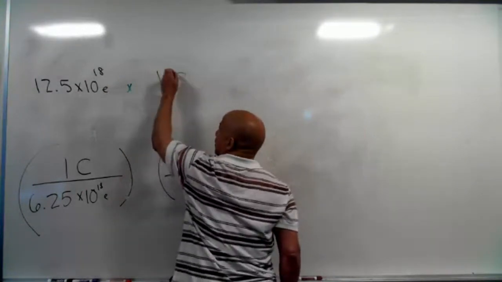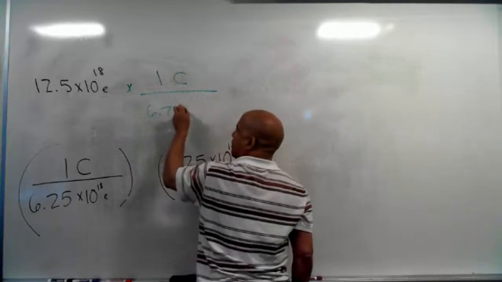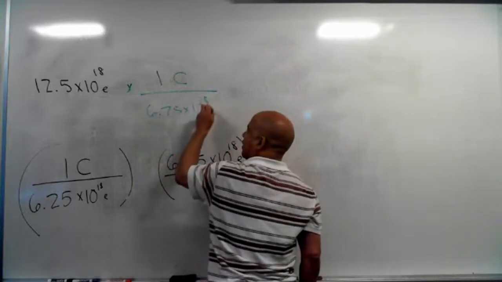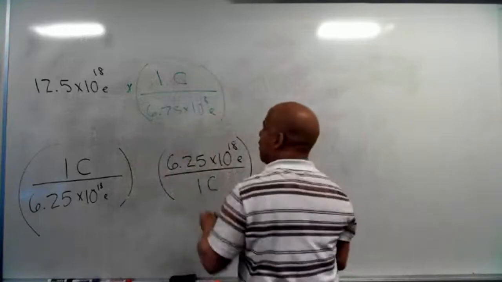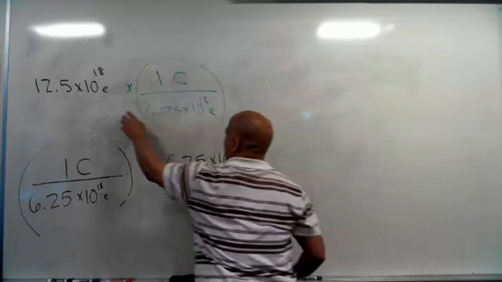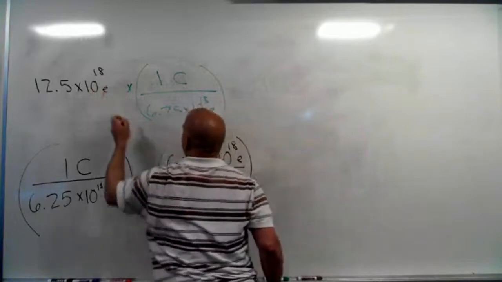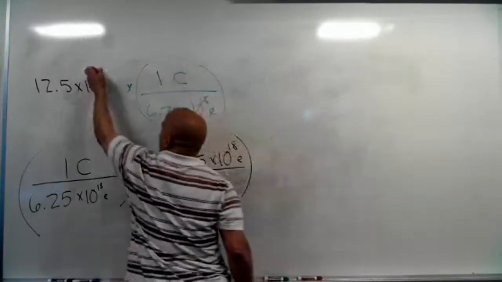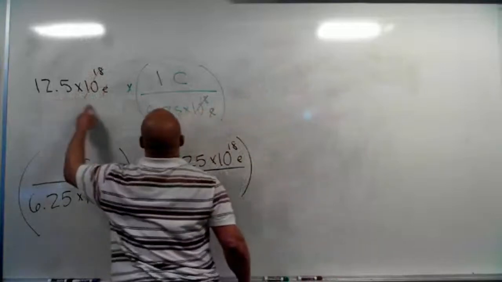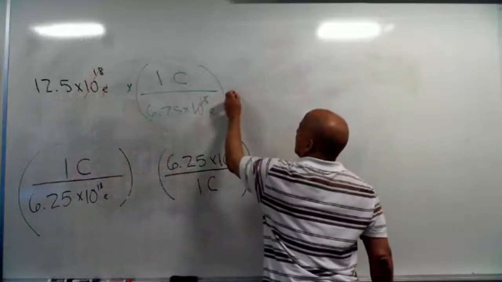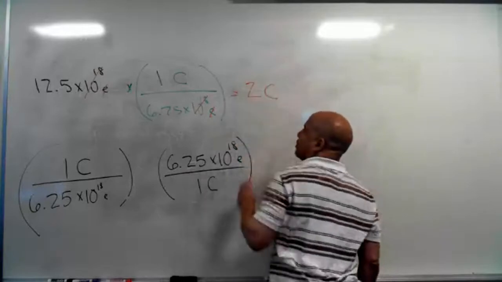So I'll say 1 coulomb is the same as 6.25 times 10 to the 18th electrons. And so here's where I'm using this factor to convert the electrons to coulombs. Basically, this is going to cancel with that. This is going to cancel with that. And so you divide 12.5 by 6.25, and you get 2 coulombs.